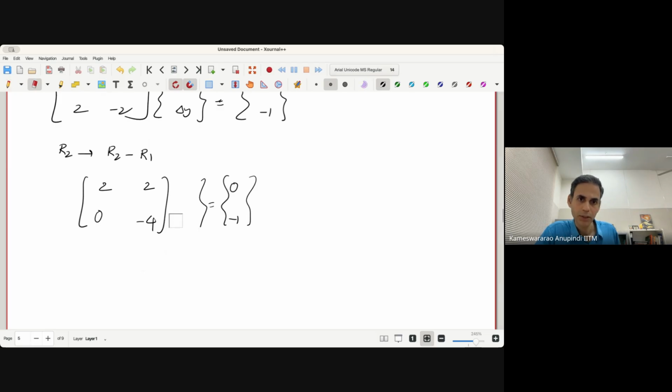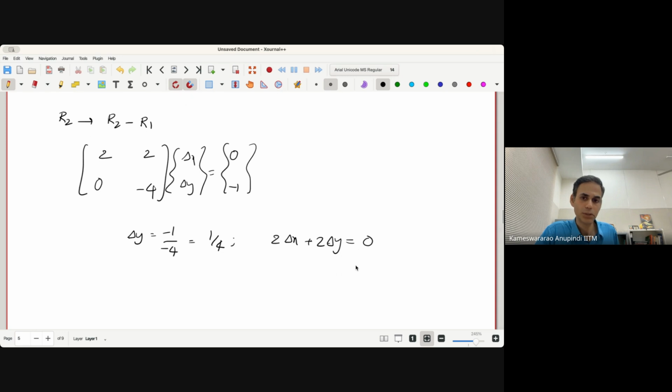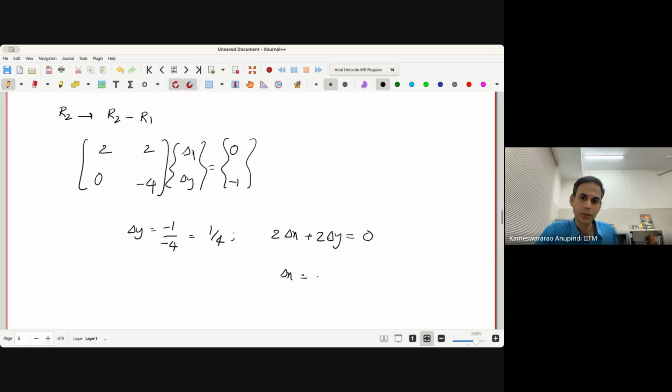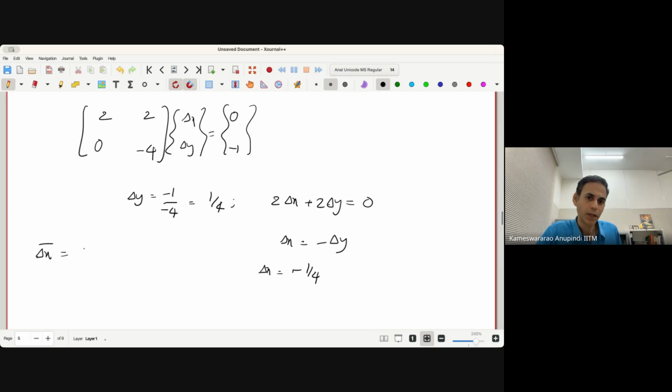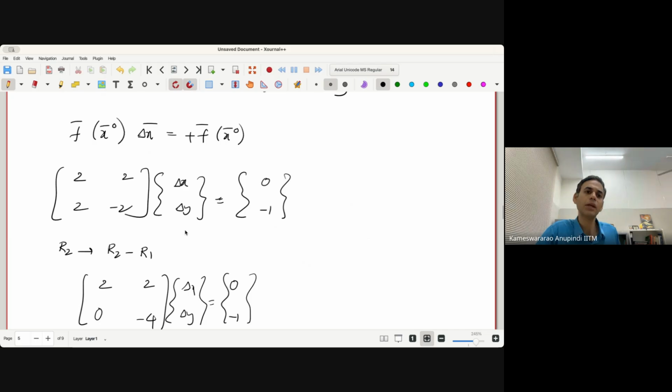So this is delta x, delta y. That means delta y equals minus 1 divided by minus 4, that is 1 by 4. And then 2 delta x plus 2 delta y equals 0. That means delta x equals minus delta y. That means delta x equals minus 1 by 4, right? That means my delta x bar equals minus 1 by 4 and then 1 by 4. Okay, that is what I obtained by solving f bar prime of x bar 0 times delta x bar equals f bar of x bar 0.